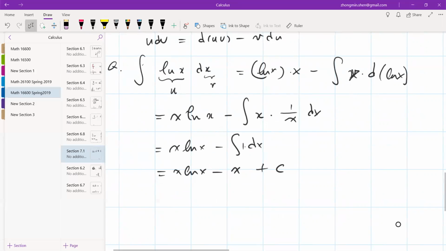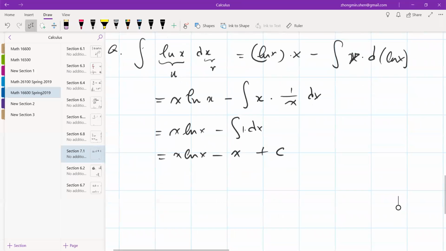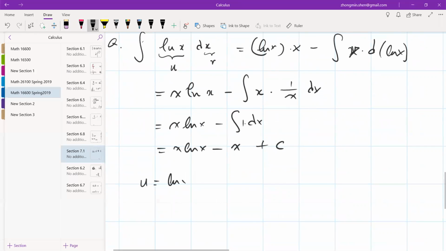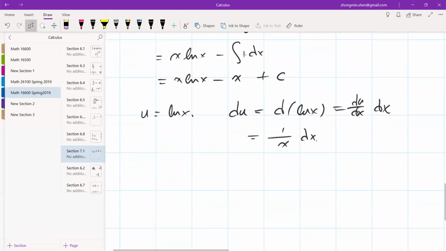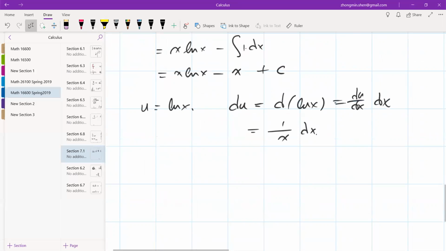Here u represents natural log of x. So d natural log of x means du. So u equals natural log of x, and du equals d natural log of x. You can write it in this form: du over dx, dx, and that is going to be 1 over x dx.